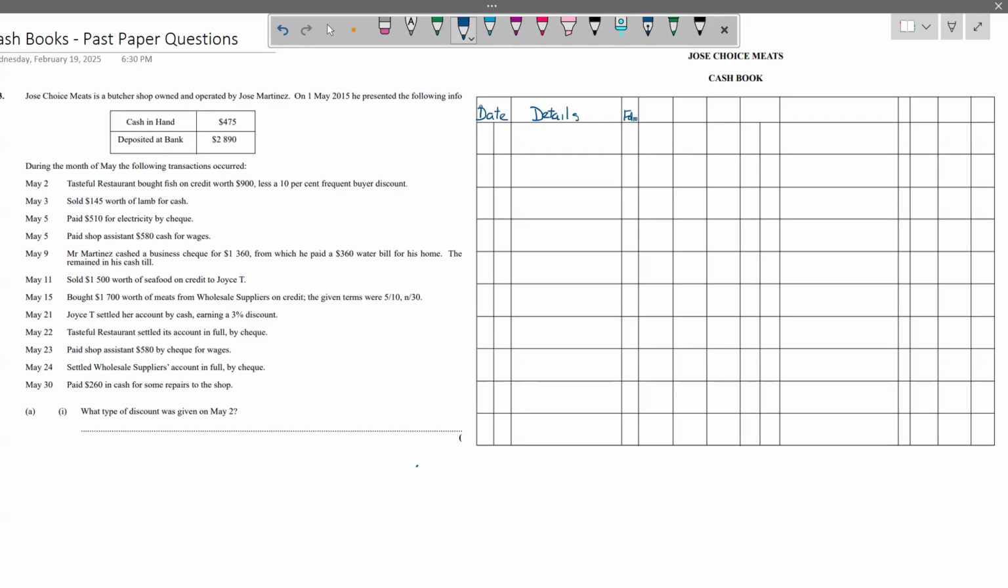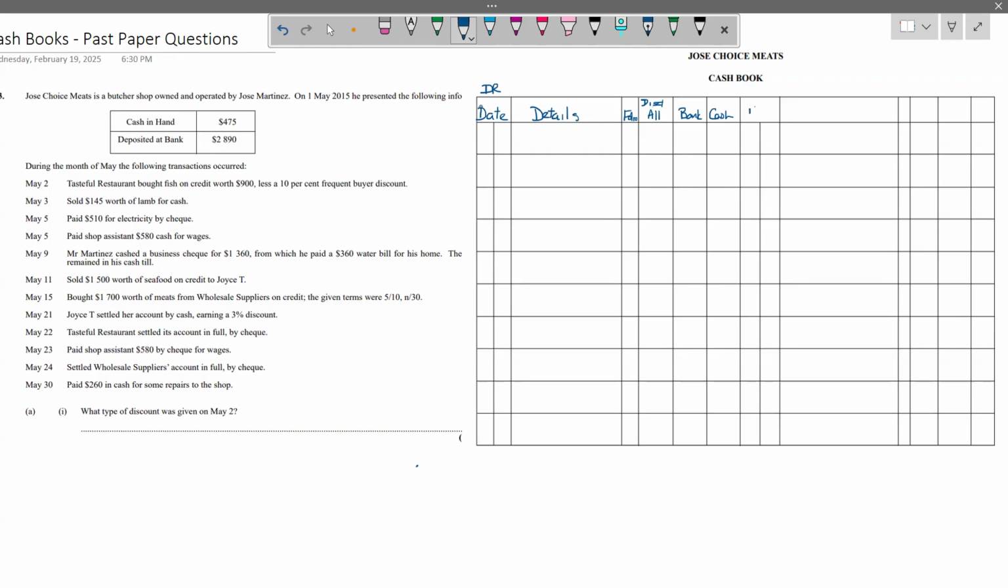Then we're going to have discounts, right? Discounts allowed, discounts received. So on the debit side of our cash book, this column here is for discounts allowed, right? And we have bank, cash, right? Now, the left-hand side, debit side, we always have discounts allowed. On the right-hand side, we're going to have our discount received.